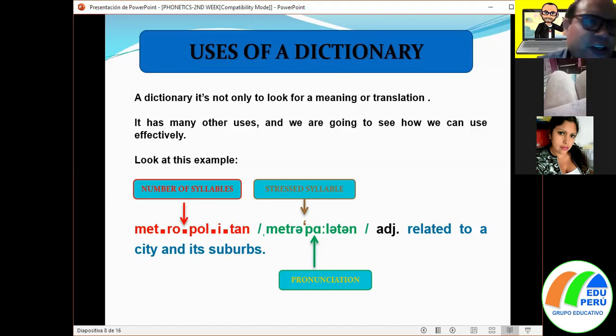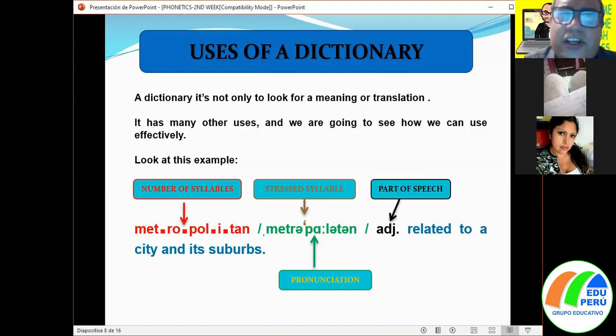It's not necessary to hear an audio or another professor or teacher. You just check in your dictionary. Oh yeah, these are the symbols. Yeah, this is the sound. Okay, I got it. And you can pronounce anywhere. Notice, anywhere. Maybe you cannot remember, or you forgot, or you don't know how to pronounce a word, so you can check in your dictionary. And also you can find the number of syllables, the stressed syllable, the pronunciation. Let's continue.